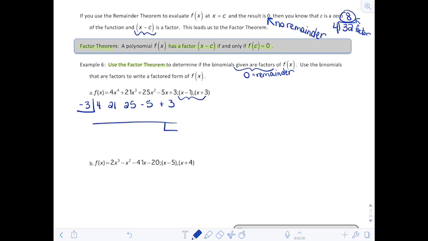Why did I put plus 3? Sorry, just kind of a little confusing. Okay, so in this box at the end, I'm looking for 0 to show that it's a factor. So let's see what we get.